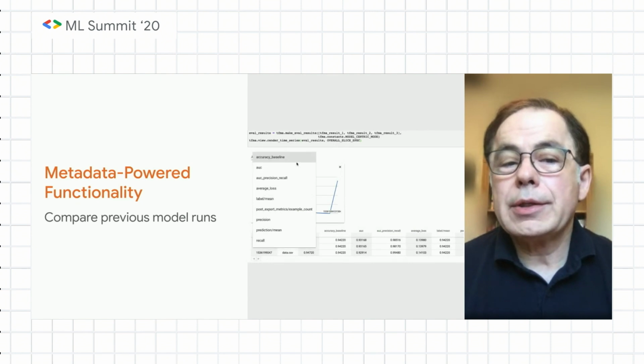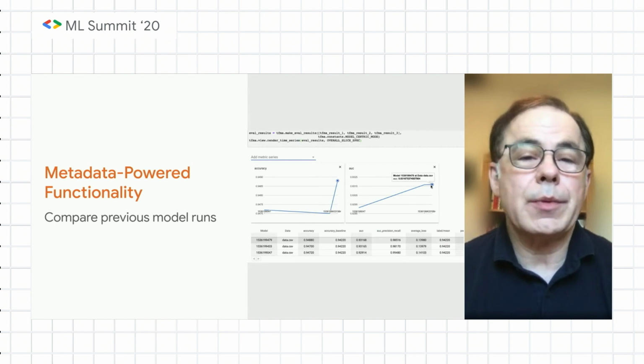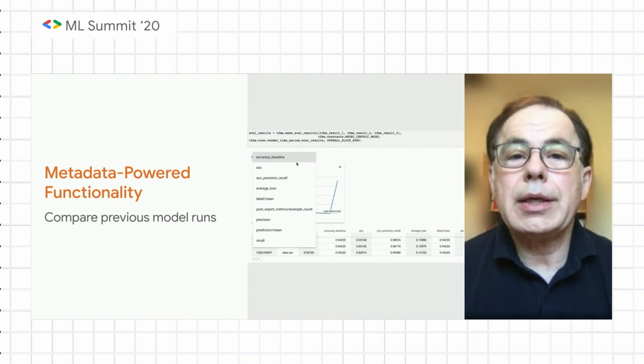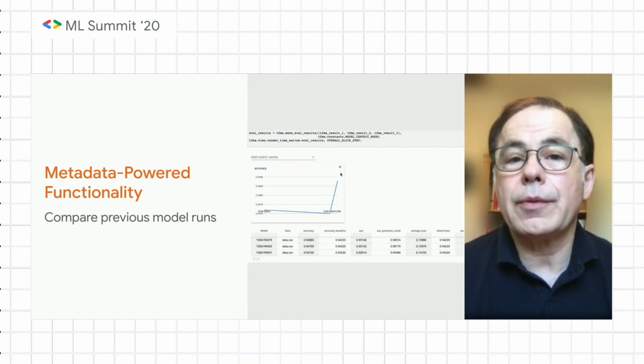Another nice functionality is to be able to compare previous model runs. You could be looking at the difference between what you did today and what you did 6 months ago, and trying to understand how your model changed and how your results changed. And we're looking here at TensorBoard that's allowing us to compare two different runs.